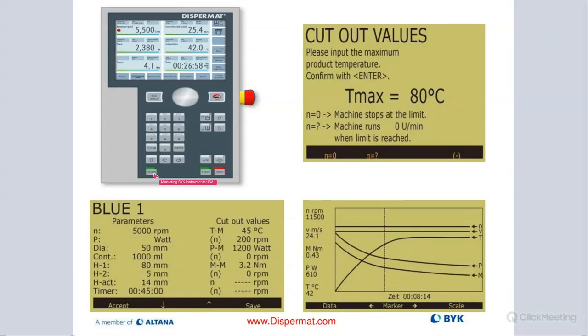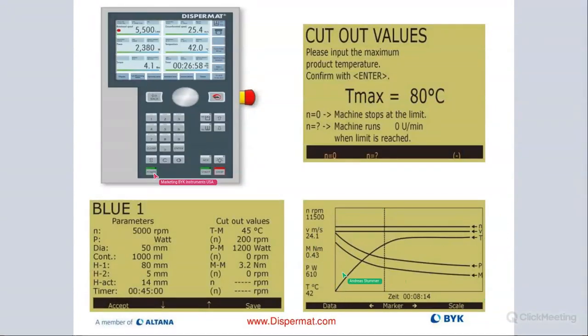We're using H1, H2 settings. So the height is 80, the bottom is 5 millimeters. The actual disperser blade height would be 14 millimeters. The timer is set to 45 minutes. And then we have on the right side the cutoff values for all of our different indices. And then we have the graphical interface. Actually, these are pictures from an older version of a C controller, but you get the idea.